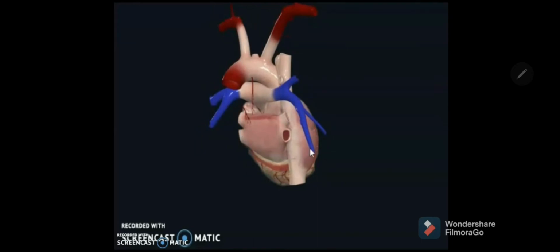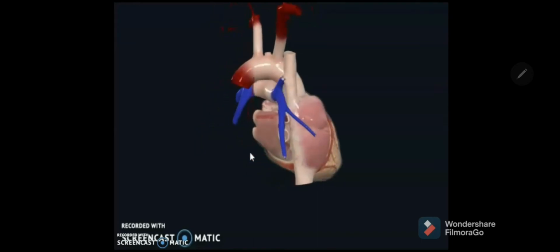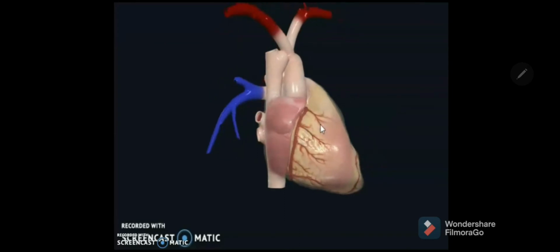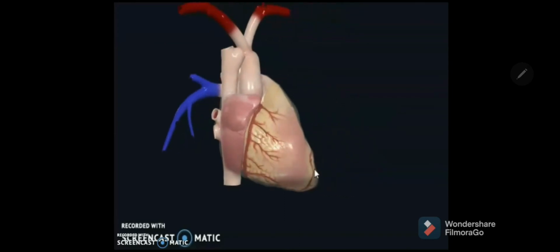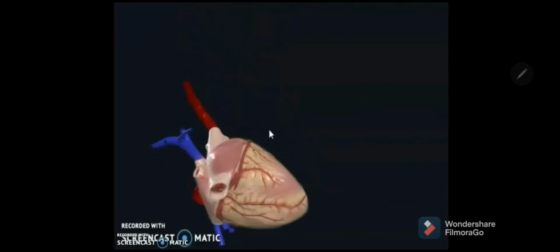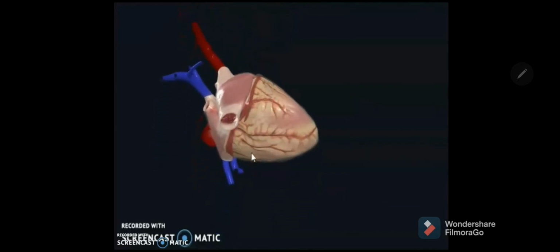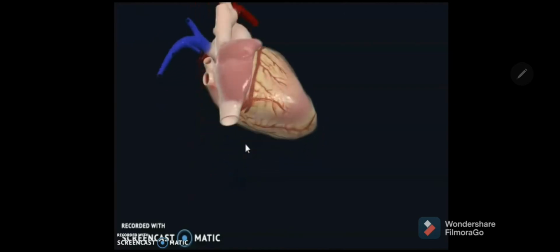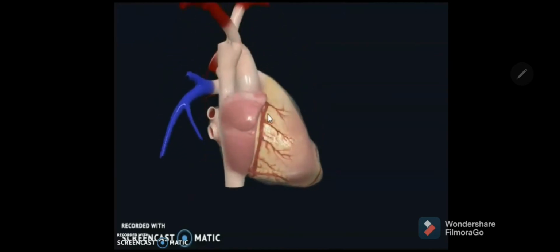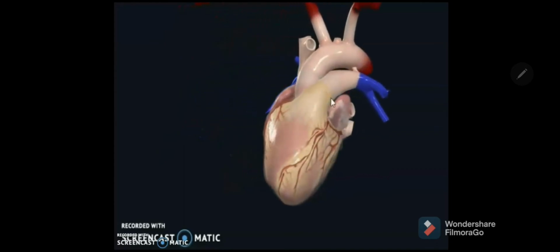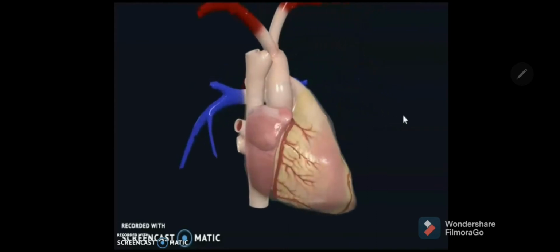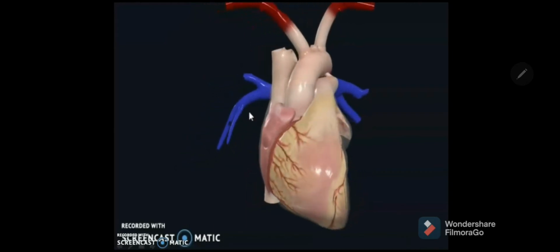This is the base formed by the two atria, left atrium and right atrium, and here you are noticing the sternocostal surface, and this is the diaphragmatic surface or inferior surface by which the heart lies on the diaphragm. And here you can notice this is the left surface formed by the left ventricle, and coming to the borders, that is the right border formed by right atrium, inferior border, and this is the left border formed by left ventricle and left atrium.